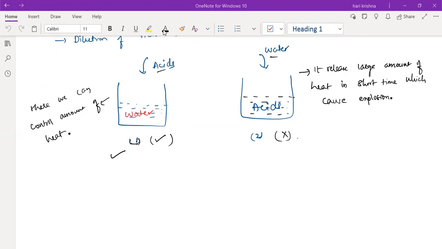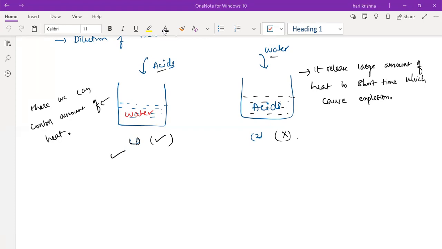Okay, but which one is correct: adding the water to the acid, or the acid to the water? You have to add the acid to the water. That is correct because adding water to the acid will cause a sudden explosion or burst, so it will spill the acid on our body. It is highly dangerous. So always add the acid to the water slowly, with constant stirring.